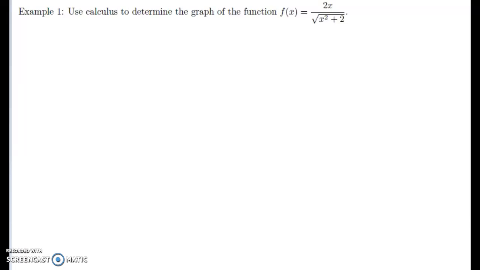After all the knowledge that we have learned so far in calculus, we are ready to graph a function using calculus. So let's take a look at this example. f(x) equals 2x over the square root of x squared plus 2. In order to graph a function, we have to determine the domain first.